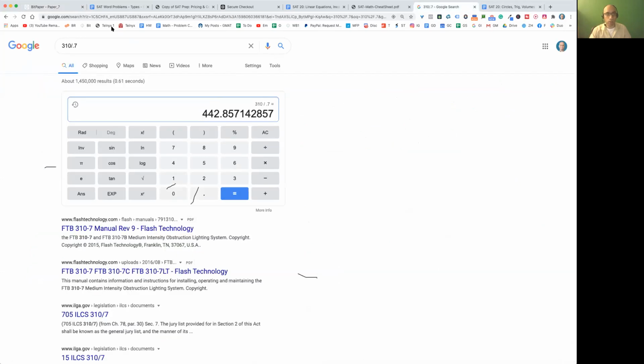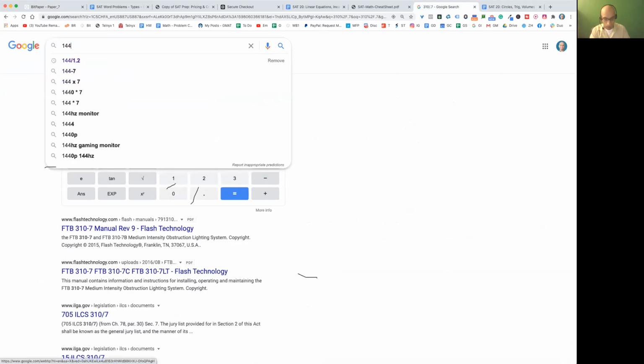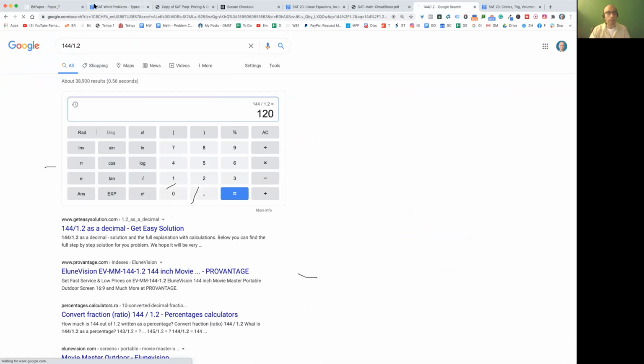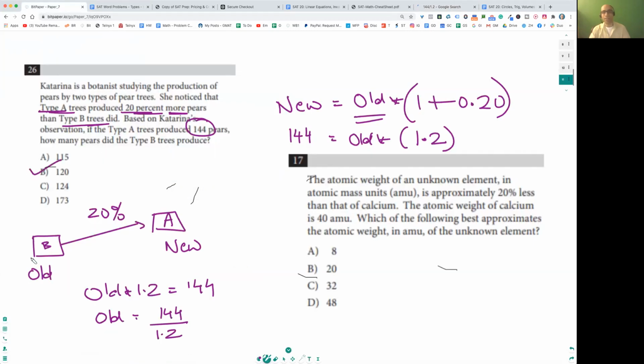And then you can go over here. Of course, you're gonna use your calculator. Remember, you need to understand how to use a calculator, right? 144 over 1.2 is 120, and that's why this is your correct answer.